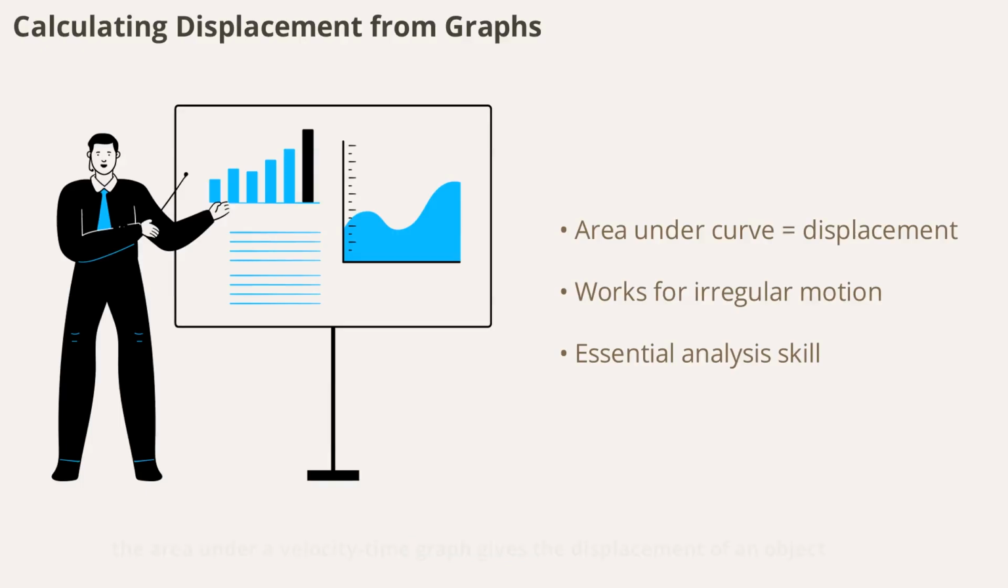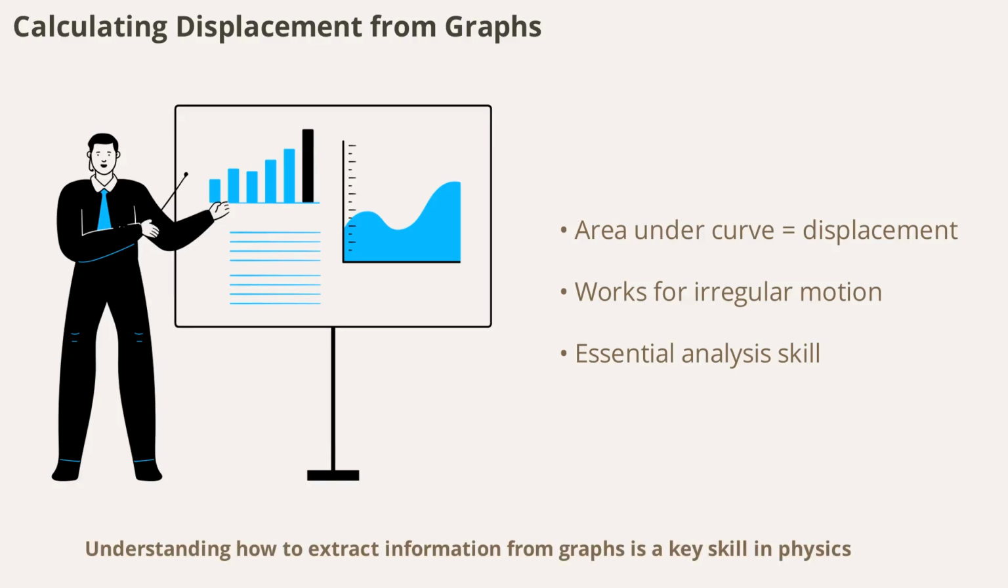Graphs aren't just for visualization, they can also be used for calculations. For example, the area under a velocity-time graph gives the displacement of an object. This method is especially useful when dealing with irregular motion where equations alone might not be enough. Understanding how to extract information from graphs is a key skill in physics.